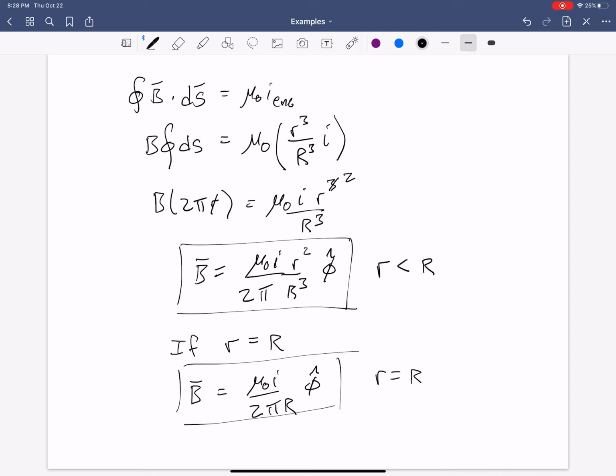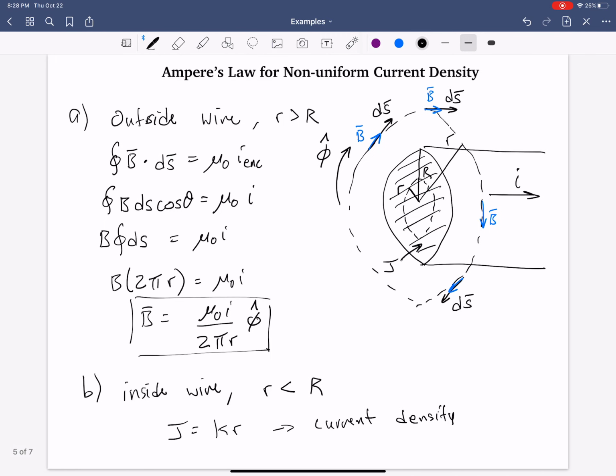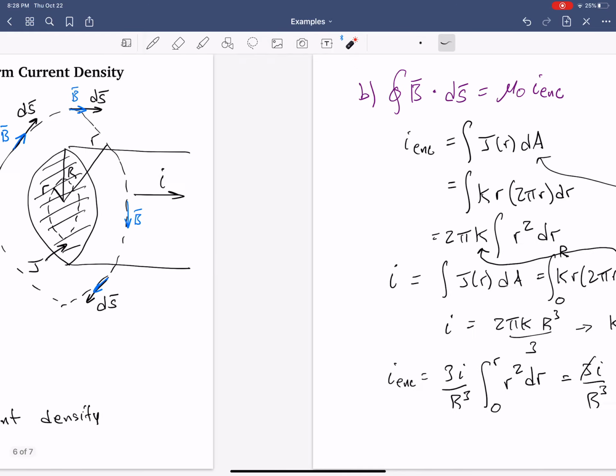So if r equals that, right? So this was solving for the magnetic field in 3 different cases. When you have the Amperian loop outside a wire, when you have it exactly on the surface of the wire, and when you have it inside a wire with a non-uniform current density. There you go.